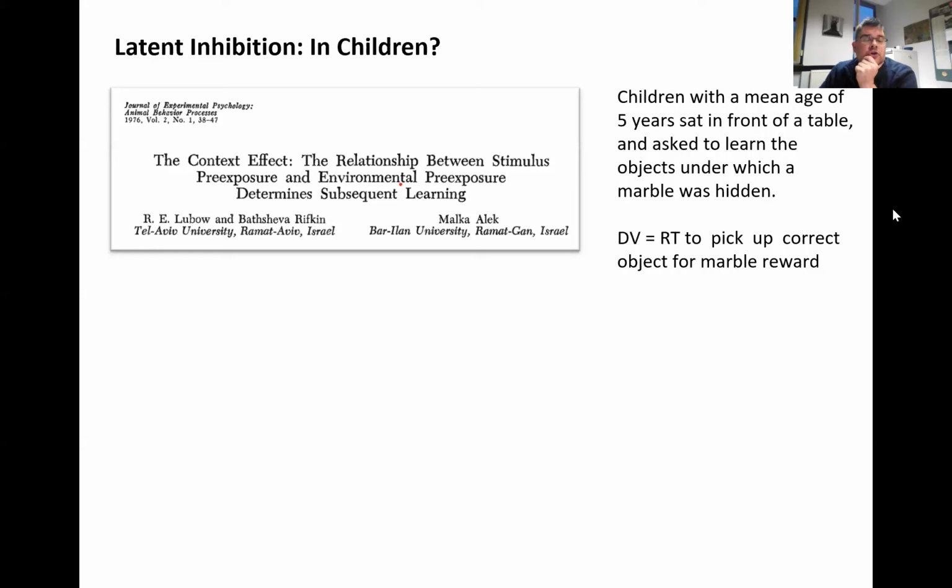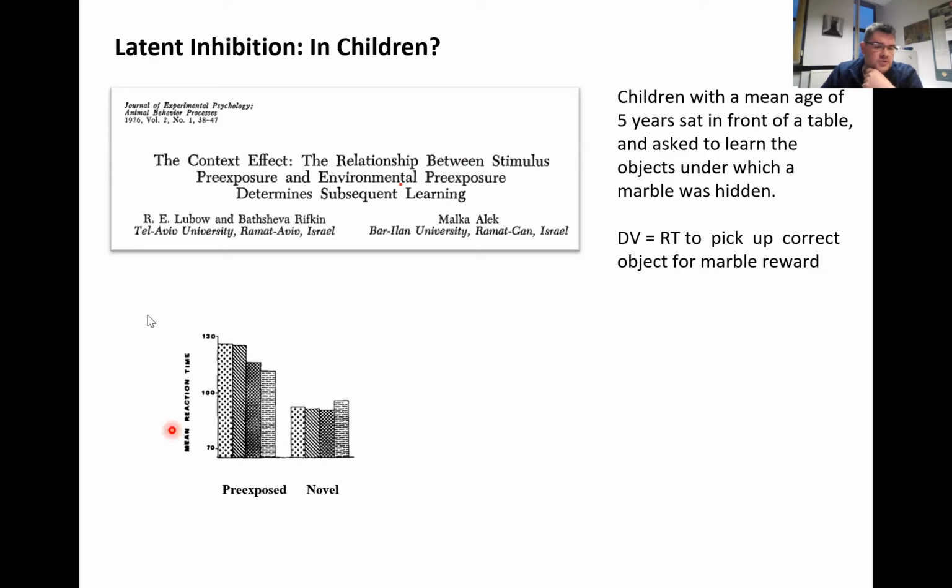General response inhibition can also explain another demonstration of latent inhibition in children that was reported by Lebov and colleagues in 1976. In this experiment, children around the age of 5 were sat in front of a table and asked to learn the objects under which a particular marble was hidden. They were interested in measuring response time to pick up the correct object for marble reward.